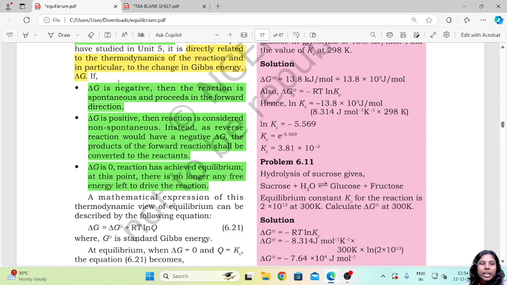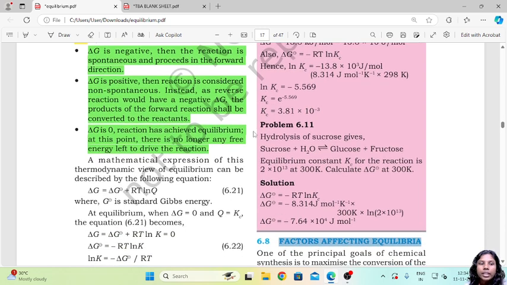Now, if delta G is negative, then the reaction is spontaneous and it will proceed in the forward direction. So, if the value of delta G is negative, it is a spontaneous reaction, as in it will occur by itself. It does not need any other external source of energy to make it happen. So, it will just occur by itself, and the process is in the forward direction.